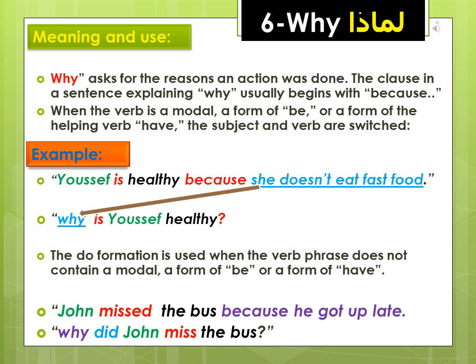Now, the do formation is used when the verb phrase does not contain a modal. That means when the verb phrase of the original sentence doesn't have a modal, a form of be, or a form of have, we add do. So John missed the bus because he got up late. Meaning the bus left him because he woke up late. So why did John miss the bus? We have the verb missed in the simple past, so we add do in the simple past, which becomes did. Why did John miss the bus?